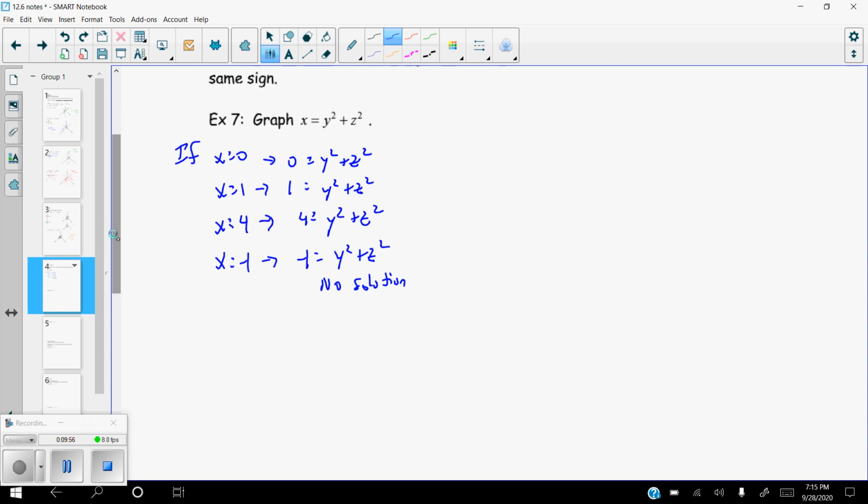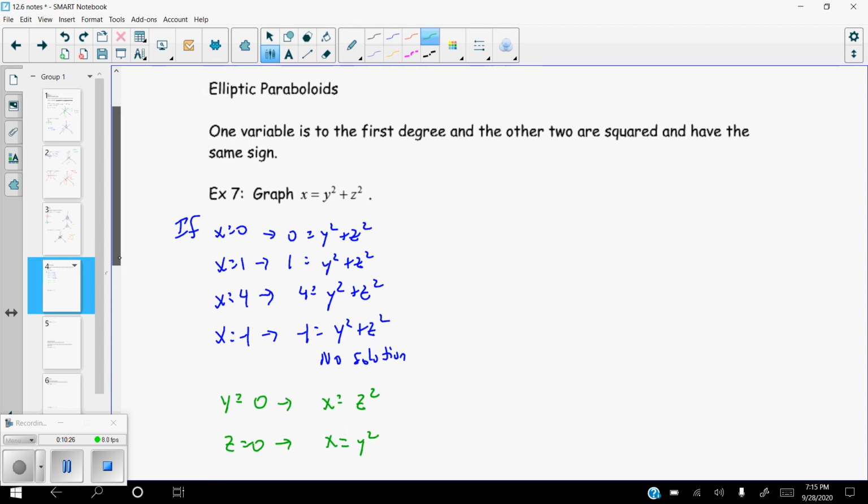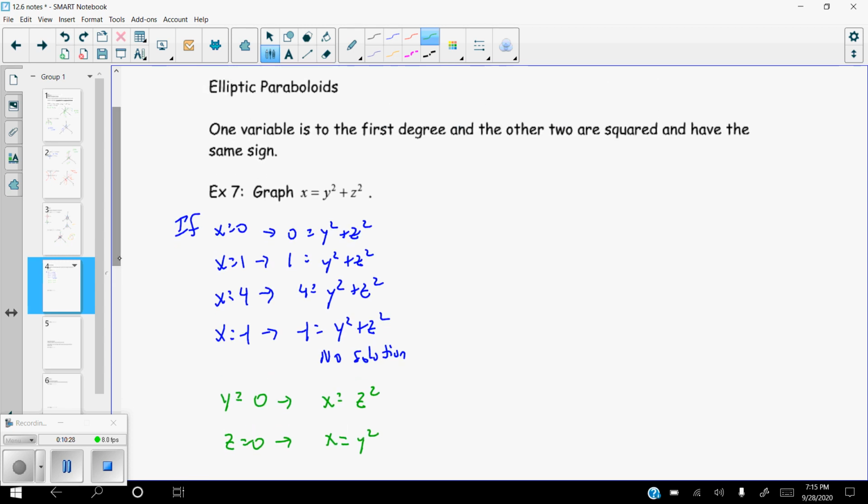Okay, well, that's if x equals all these values. Now let's try y, because this is developing our traces. So let's say y equals 0. If y equals 0, we get x equals z squared, which we know to be a parabola. Well, what if we let z equal 0? Then we get x equals y squared, which again we know to be a parabola. So hopefully you can understand by looking at these traces why this is called an elliptic paraboloid.